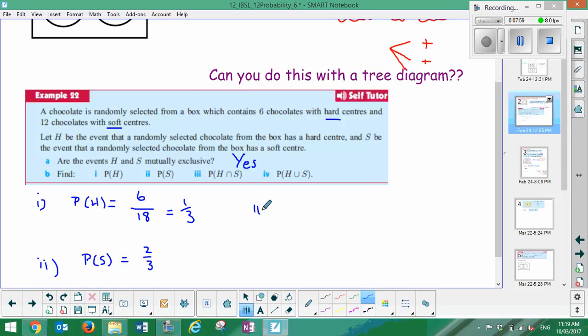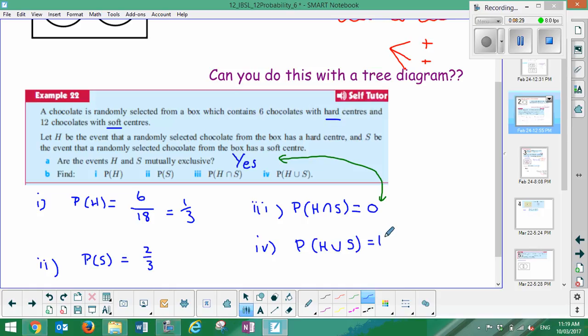Number 3, what's the probability of having a chocolate that is hard and soft-centered? Not possible, because they're mutually exclusive. So that relates to this. And what's the probability that you pull out a chocolate that is either a hard center or, union, a soft center? Well, definitely, probability of 1.